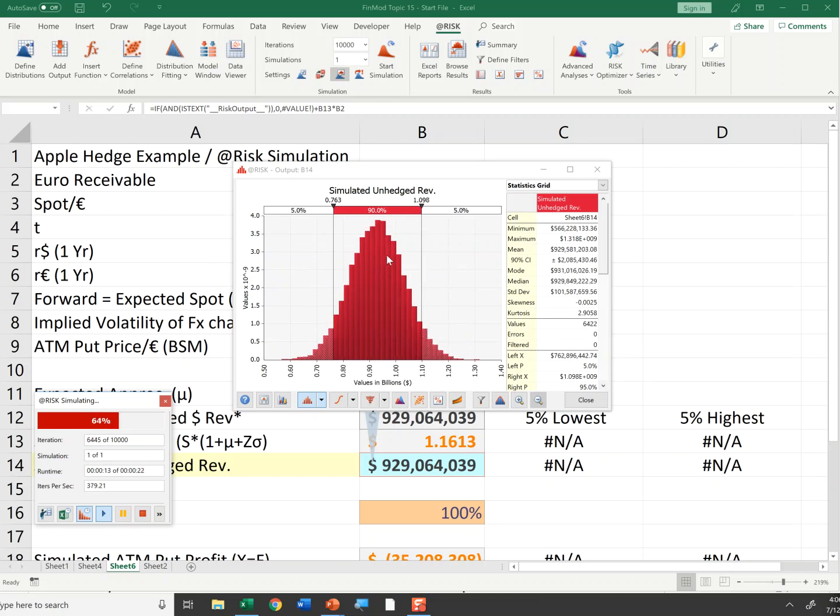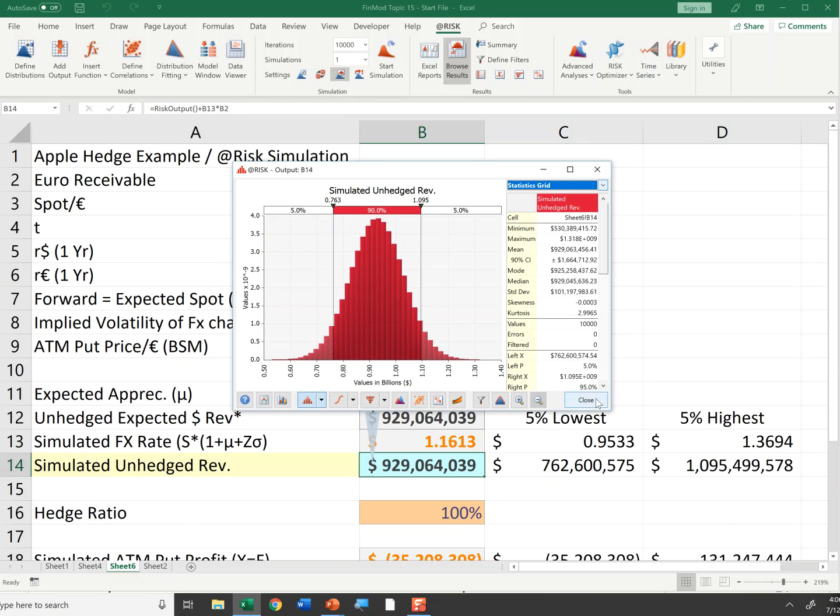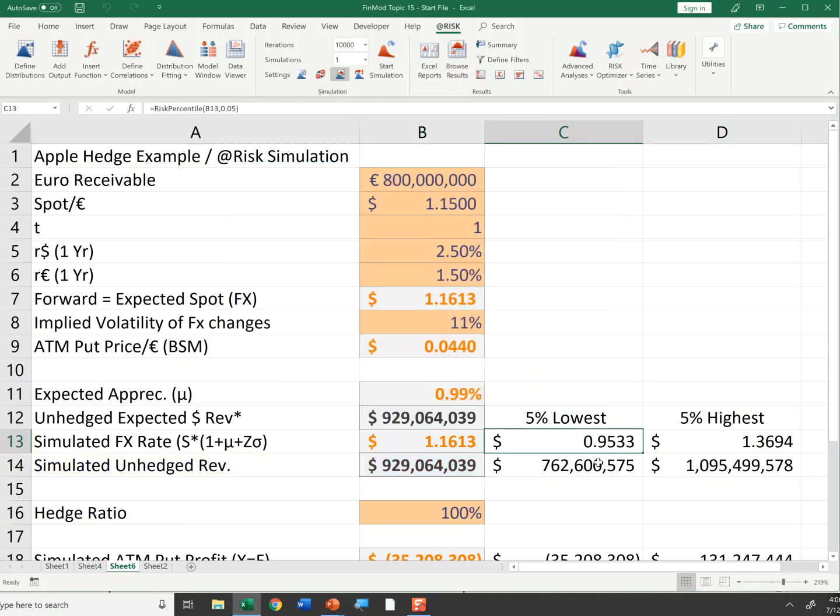So you can see the 90% confidence interval looks like it's going to wind up being between about $760 million and $1.1 billion. You can see my 5% lowest revenue is $762 million. My 5% highest is $1.1 billion. So this is a way of thinking about the risk of not hedging this euro receivable. The risk is I expect 929, but I'm 90% confident that it's going to be between 762 and 1,095 million dollars.